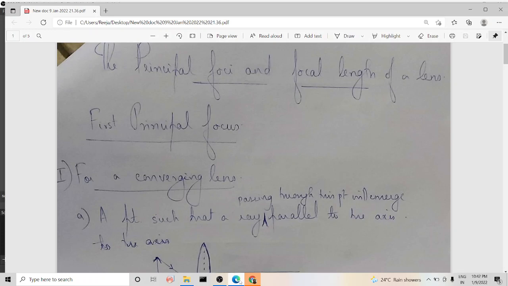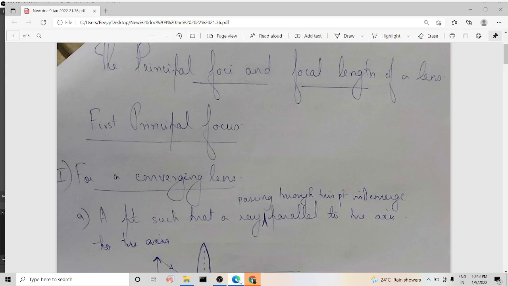Today we are going to discuss the principal foci and the focal lengths of a biconvex or biconcave lens. First we come to the principal foci. A biconvex lens, that is a converging lens, or a biconcave lens, that is a diverging lens, both have a first principal focus and a second principal focus.